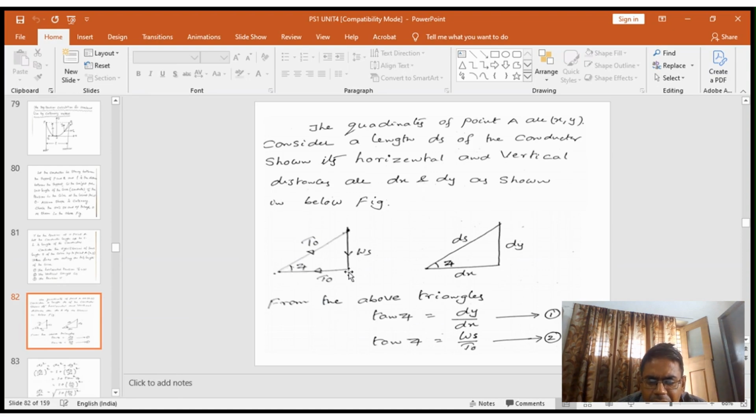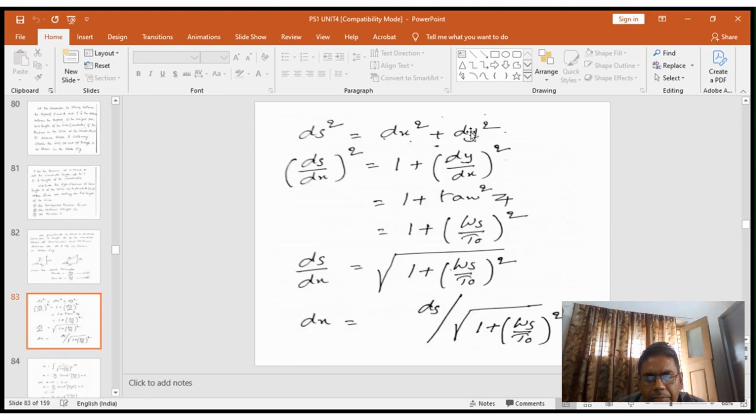T naught is the horizontal component, W into s is the weight of the conductor in the downward direction, and T is the tension. These are two similar triangles. Then tan psi is equal to dy by dx from this triangle. The same angle psi applies to both triangles, so tan psi is equal to W s divided by T naught, opposite side divided by adjacent side.